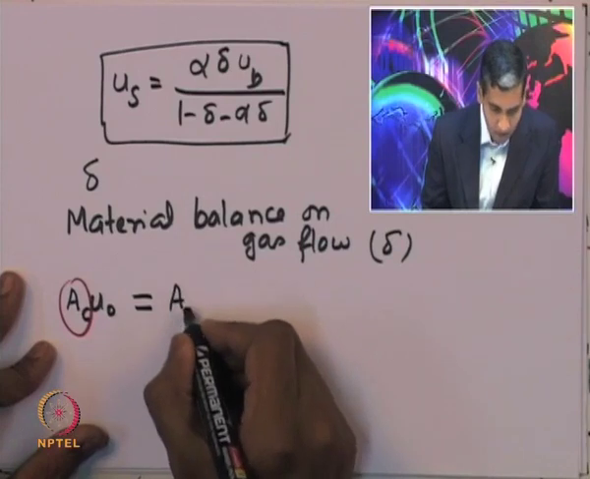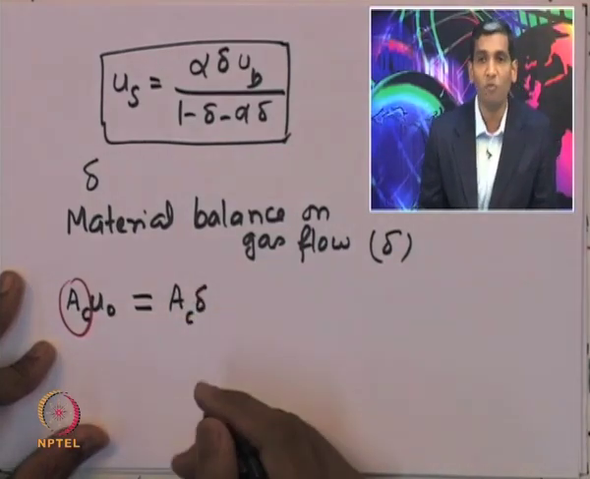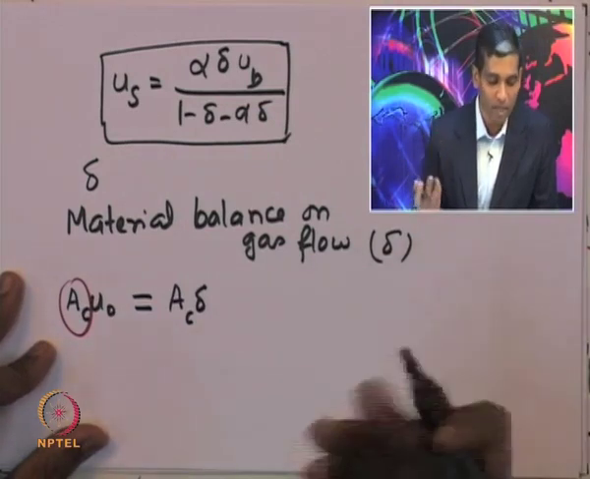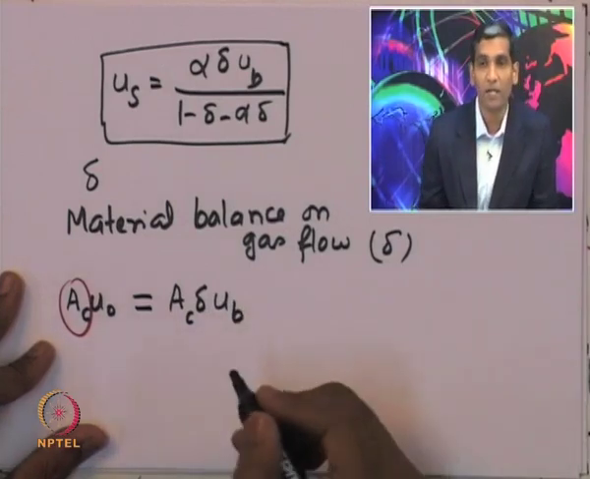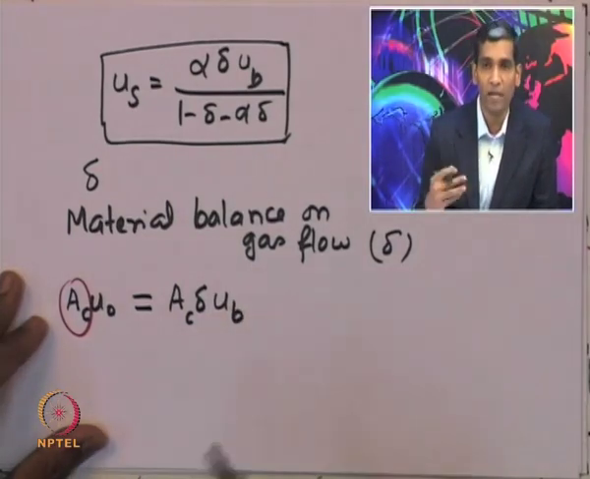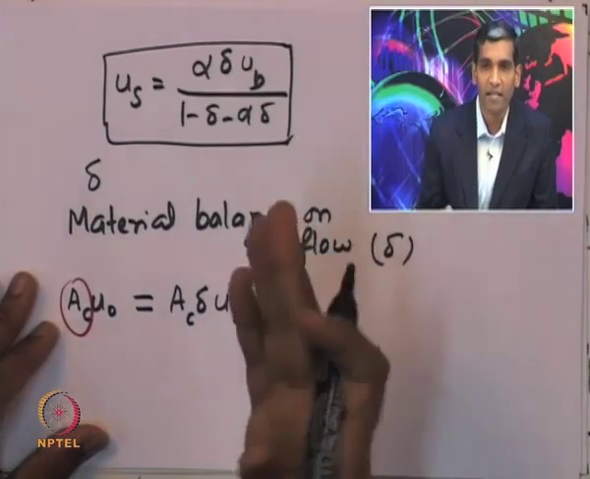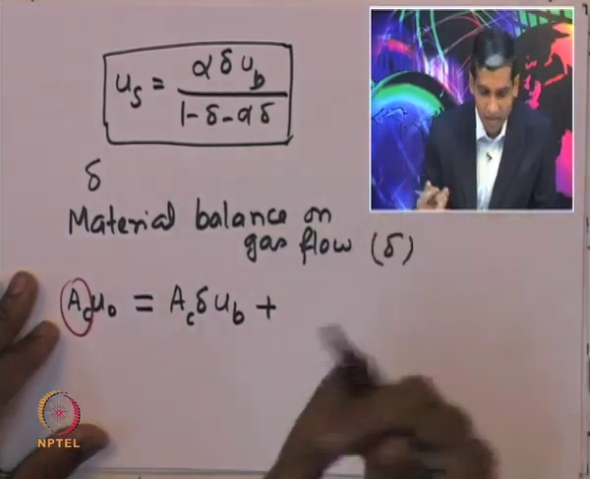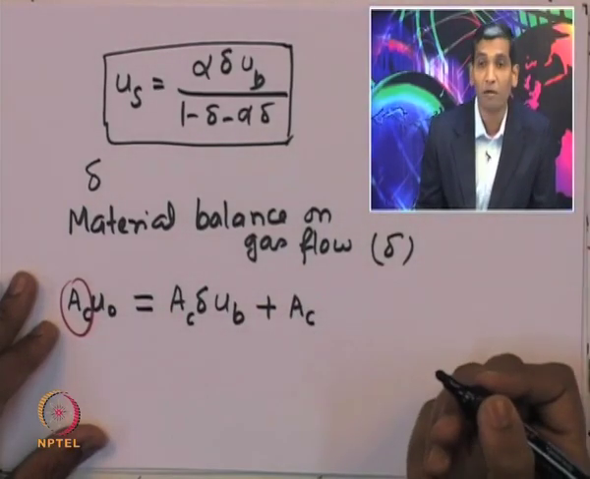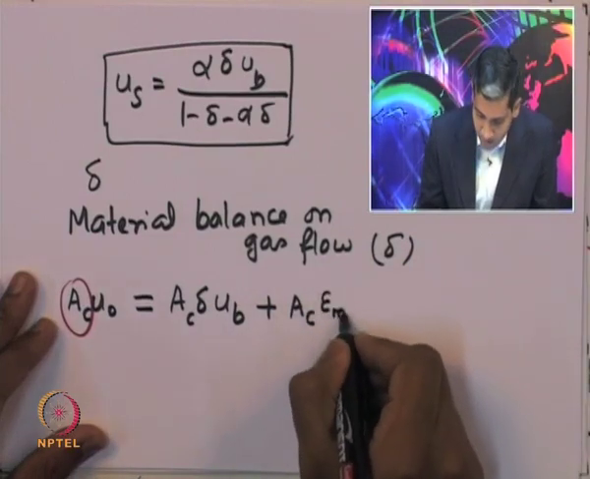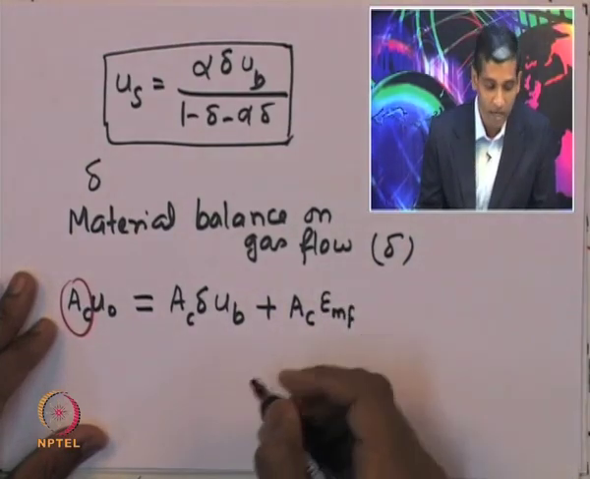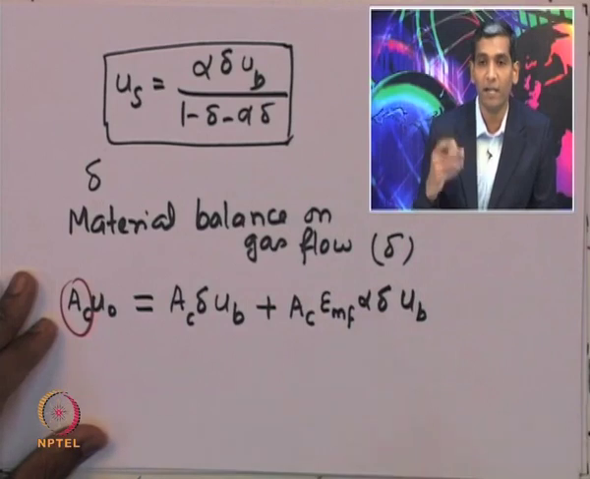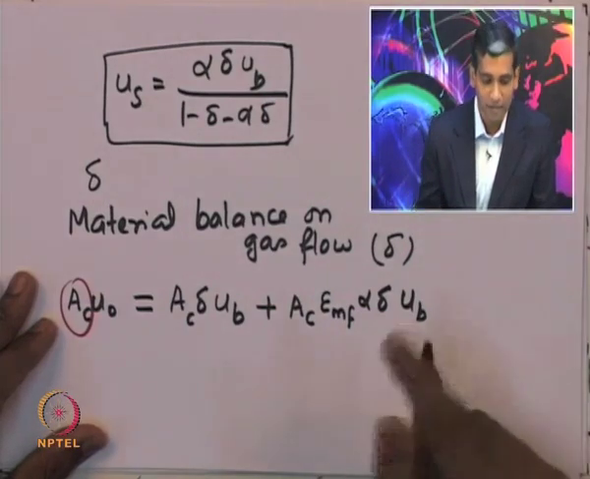So that will be the cross sectional area into delta, which tells you the fractional area that is actually occupied by the bubbles, multiplied by the velocity UB, which tells us the flow rate of the gas that is actually carried by the bubbles. Plus some of this gas is now going to go in the wakes. So that can be estimated as AC, the cross sectional area, multiplied by the porosity at the minimum fluidization velocity, epsilon mf, into alpha into delta into UB. So alpha is basically the volume of wakes per volume of the bubbles.